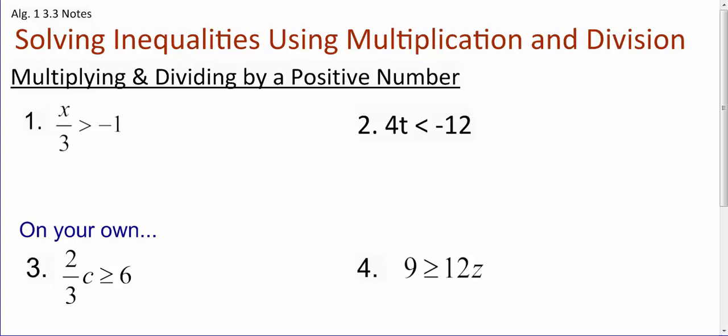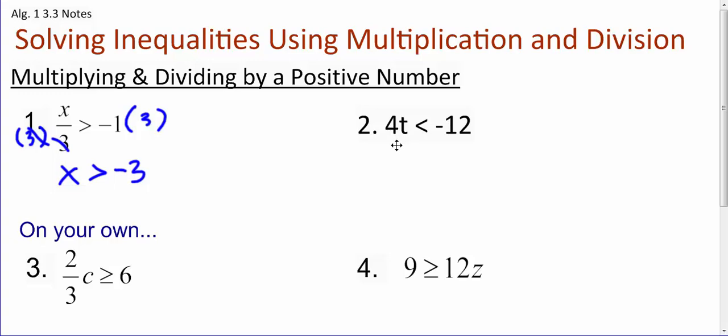So here we go, multiplying and dividing by a positive number is where we'll start. This is kind of the basics. x divided by 3 is greater than negative 1. We can simply multiply both sides of the inequality by 3. x over 3 times 3 just leaves us with x greater than negative 3. Piece of cake. Alright, let's take a look at the next one.